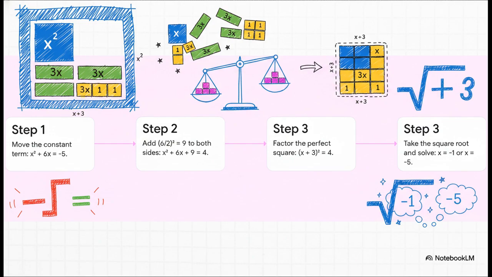First things first, you just move that constant number over to the other side. Now for the key move, we complete the square. You take the middle number, 6, cut it in half to get 3, and then square that to get 9. You add that 9 to both sides. Why? Because you've just magically turned the left side into something called a perfect square, which factors down beautifully into x plus 3 squared. And from there, it's easy. You just take the square root of both sides and solve for x.